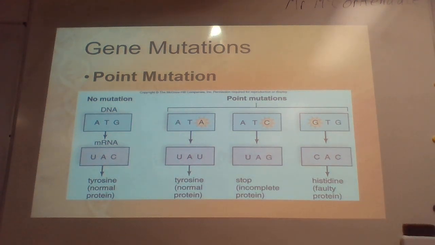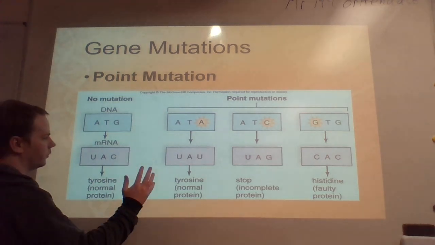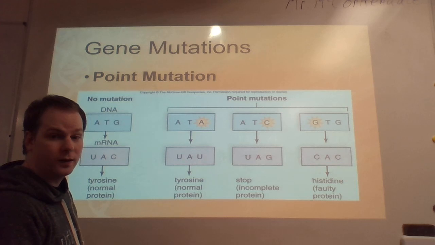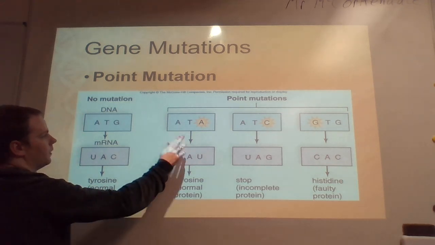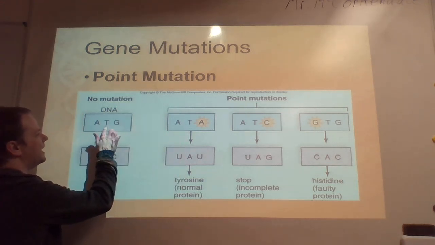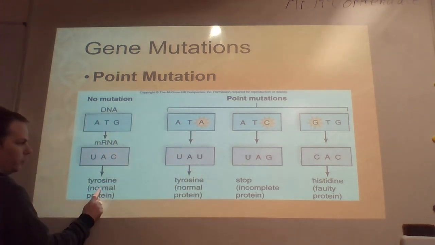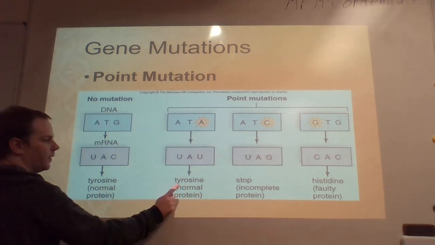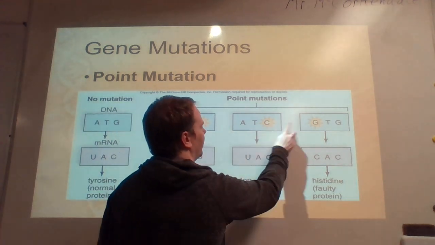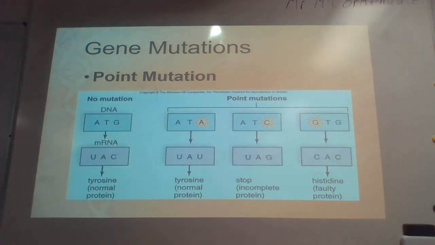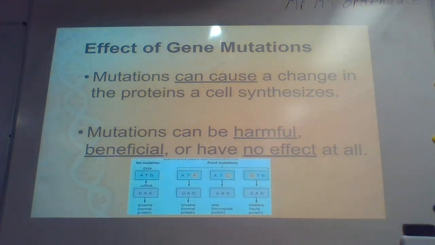So there are 3 different ways that this can be done. Now, there is a chance in a point mutation that it doesn't actually affect anything. Okay, because let's take this one for example, if we had ATG and we swap it out for ATA, then it still codes for the same protein. But if the other letter gets changed, then it's going to change it. And so we could get an incomplete protein or a faulty protein, one that doesn't function the way it's supposed to. So this can be harmful.